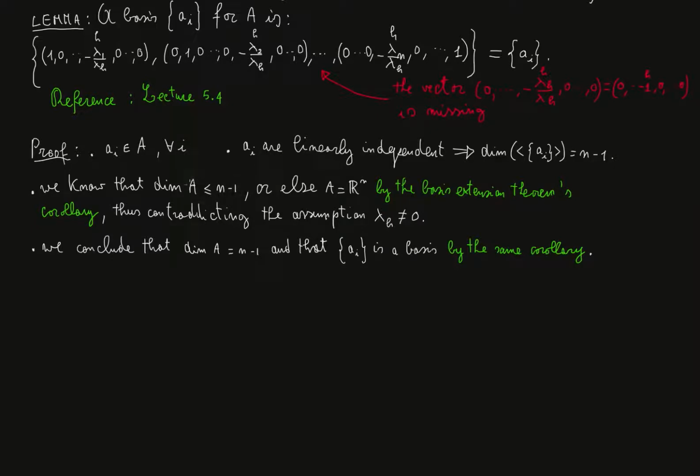Therefore, A cannot have a dimension less than one of its subspaces. Therefore, the dimension of A must be n minus 1. And that proves the fact that the ai's are a basis, by the same corollary of the basis extension theorem. We have n minus 1 linearly independent vectors in a vector space of dimension n minus 1. Therefore, they are not just linearly independent, but they are also generators.